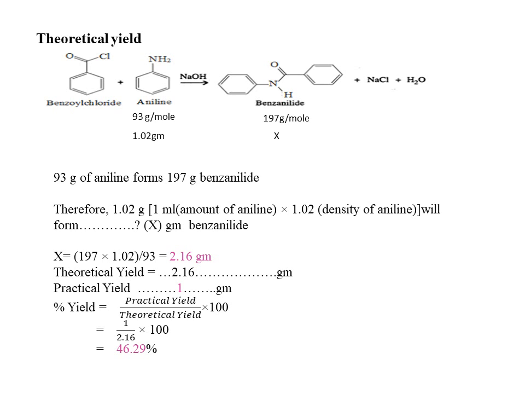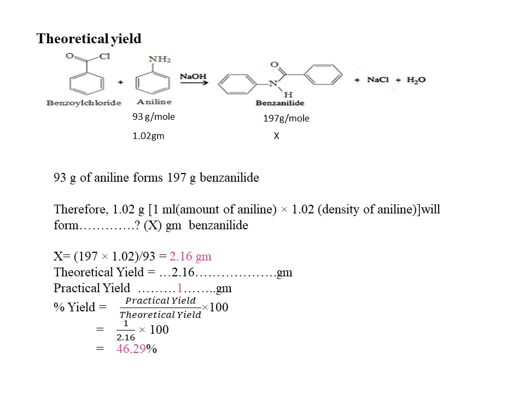So 93 gram of aniline forms 197 gram of benzanilide. Then 1.02 gram of aniline forms how much benzanilide? Consider that as X. So X is equal to 197, the molecular weight of benzanilide, multiplied by 1.02, the amount of limiting reagent taken, divided by the molecular weight of aniline. After calculating, we get 2.16, that is the theoretical yield.